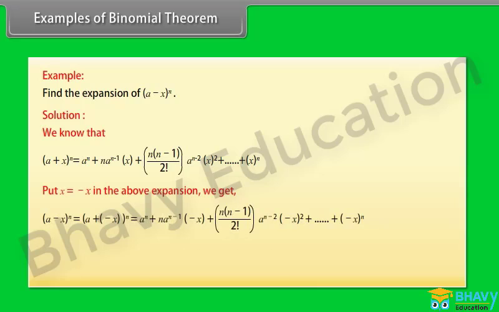We get a^n - n a^(n - 1) x + n(n - 1)/2! a^(n - 2) x^2 and so on up to (-1)^n x^n.